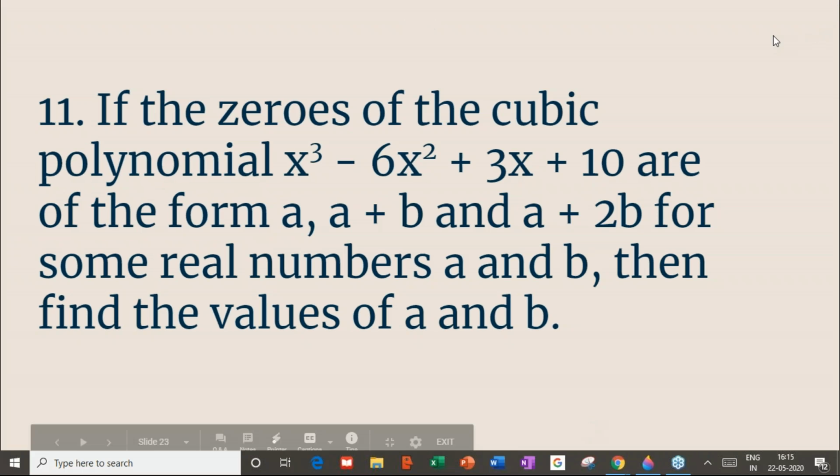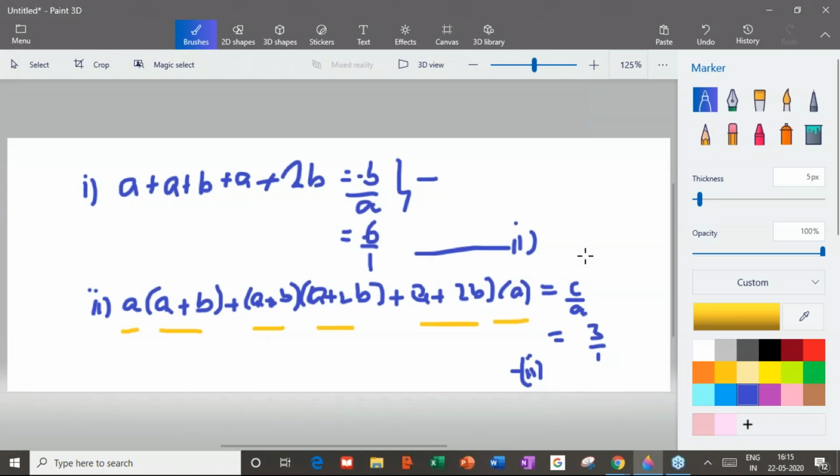If the zeros of the cubic polynomial x cube minus 6x square plus 3x plus 10 are of the form a minus b, a, and a plus b for some real numbers a and b, then find the values of a and b. We did this question last class. Y'all seemed like you understood it also. I think you've forgotten now. Is it? Navya, you just need to find the values of a and b, not the zeros. So check your answer once.